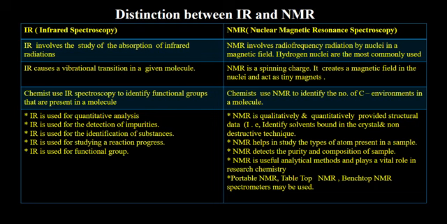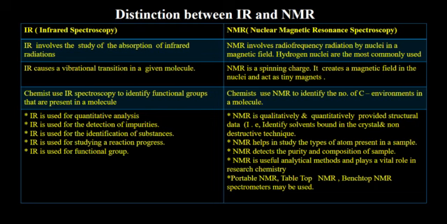In this slide, how can you distinguish between IR and NMR? In tabular form, IR involves the study of the absorption of infrared radiation. IR causes vibrations in a given molecule. Chemists use IR spectroscopy to identify the functional groups present in a molecule. IR is used for quantitative analysis, for the detection of impurities, for the identification of substances, and for analyzing reaction progress.